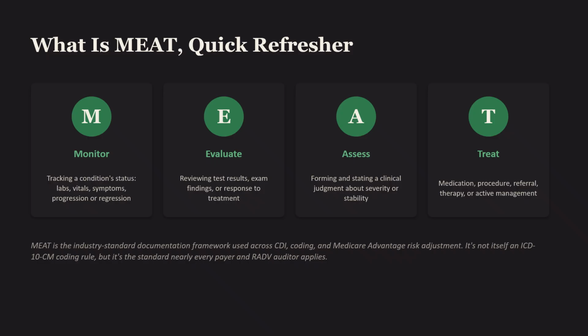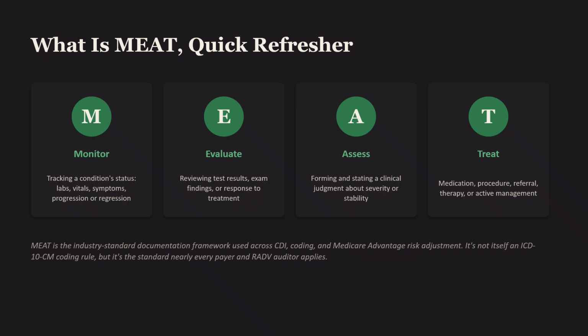But first we should start with a quick little refresher because we're going to need to understand this vocabulary for the rest of the training. So again, MEET stands for Monitor, Evaluate, Assess, and Treat. So monitor means that the provider is tracking the condition's status, like labs, vitals, symptoms, whether it's progressing or regressing. Evaluate means that the provider reviewed something, maybe some test results or exam findings, or how the patient is responding to the treatment, maybe even the consultation notes from a specialist.